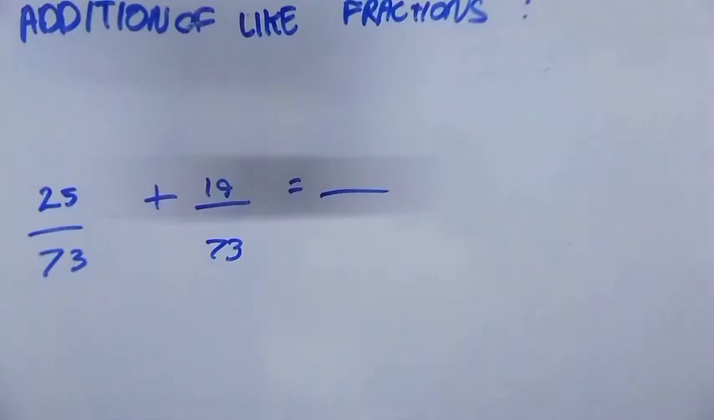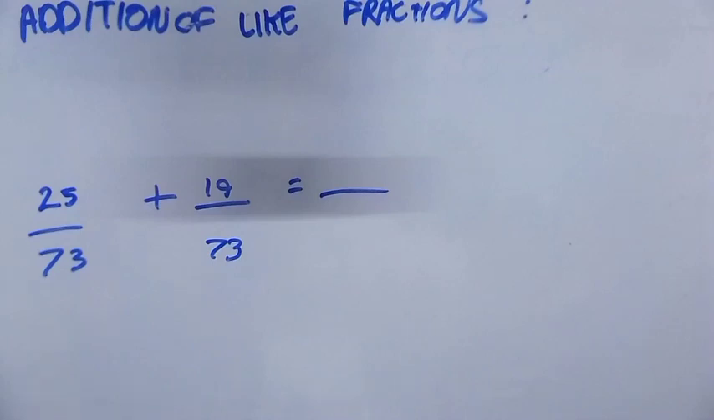Addition of like fractions. We can see that I have written two fractions on the board, 25 by 73 plus 19 by 73. We can identify that both are like fractions. As I've said earlier, if the denominators are the same, they are like fractions. Now how to add these? It's very simple when it comes to like fractions.